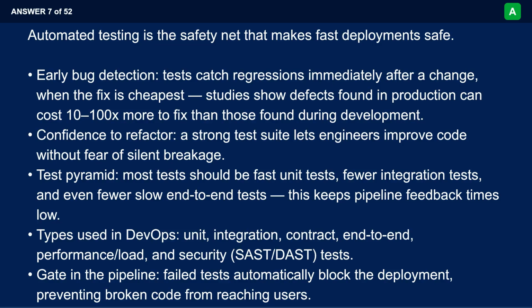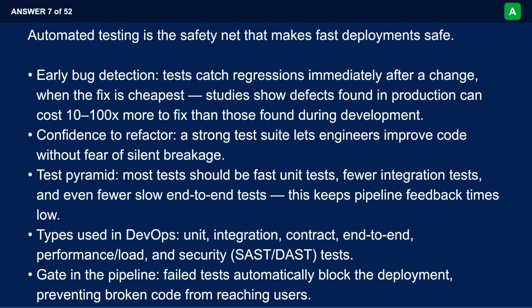A strong test suite lets engineers improve code without fear of silent breakage. Test pyramid: most tests should be fast unit tests, fewer integration tests, and even fewer slow end-to-end tests. This keeps pipeline feedback times low.